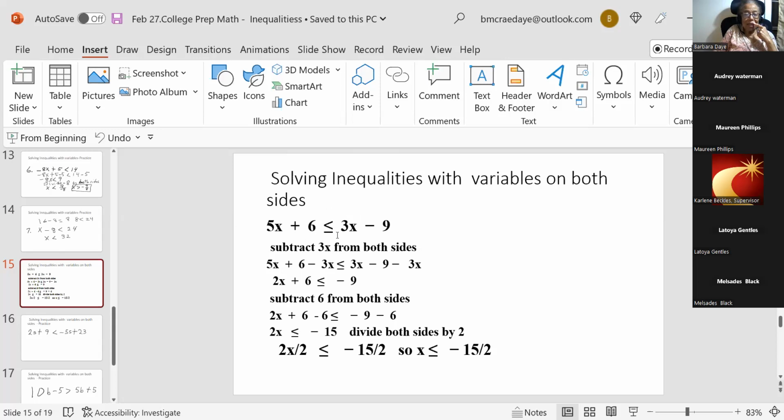If this had been a negative 3x, then what would we do? We would add the 3x. And then we're still left with our constants 6 and 9. So we can get the 6 over on the side with the 9 by subtracting the 6, right? Because there's a plus there. Opposite of plus is subtraction. So minus 6 minus 9 gives you a minus 15. So your answer is x less than or equal to minus 15 over 2.